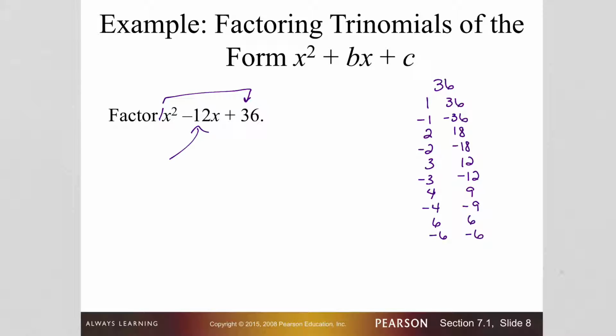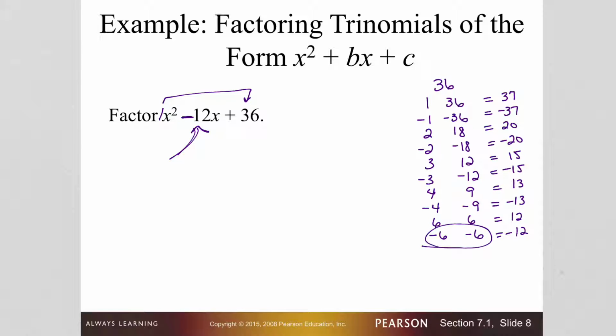Now where do I get negative 12 from? The negative comes from right there. The 12 comes from that middle term. So look, if I add these up, 1 plus 36 is 37. Negative 1 plus negative 36 is negative 37. 2 plus 18 is 20. There's negative 20. There's 15. Negative 15. There's 13. There's negative 13. There's 12. And there's negative 12. So look at that. These are the only ones that add up to be negative 12.